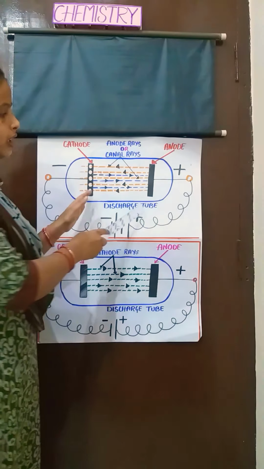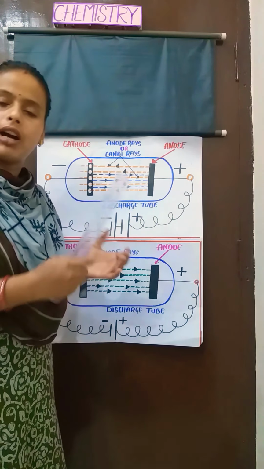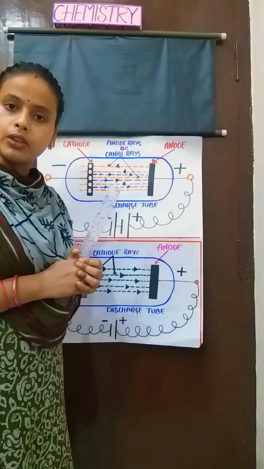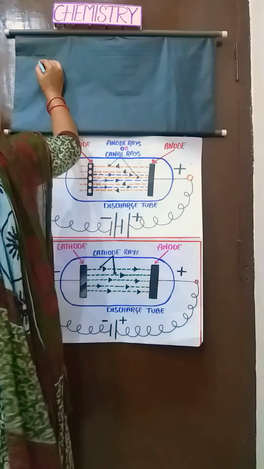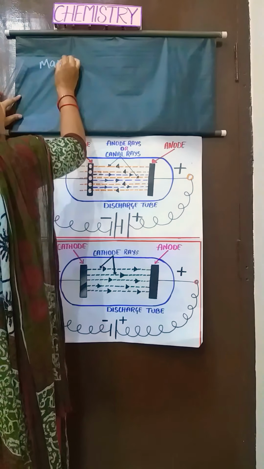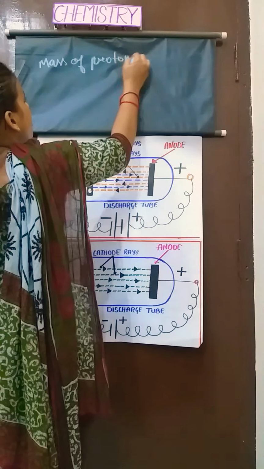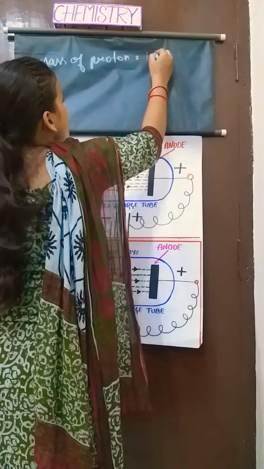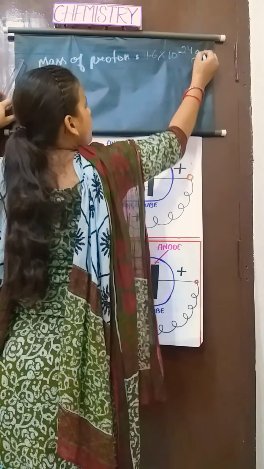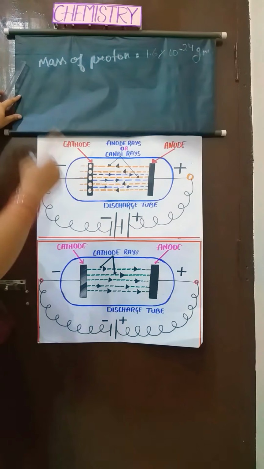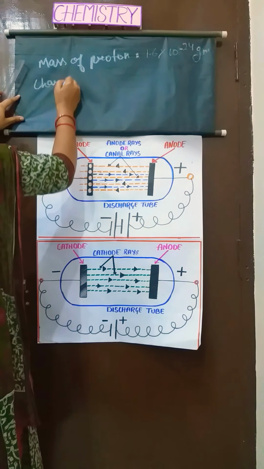Now let us study the mass and charge of the proton. What is the mass and what is the charge of the proton? So the mass of the proton is 1.6 into 10 to the power minus 24 gram, which is more than the electron. And the charge of the proton is what?